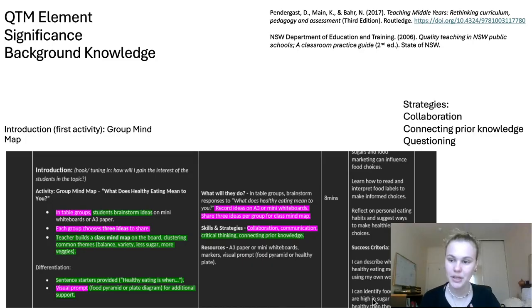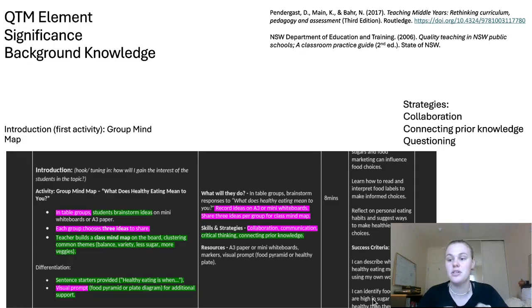And the last element from the QTM model that we included in our lesson was background knowledge. So the Quality Teaching Guide highlights that background knowledge is evident when lessons provide students with opportunities to make connections between their knowledge and experiences and the content of the lesson. This may include prior school knowledge or out of school knowledge, like personal experience, local knowledge, or cultural knowledge.